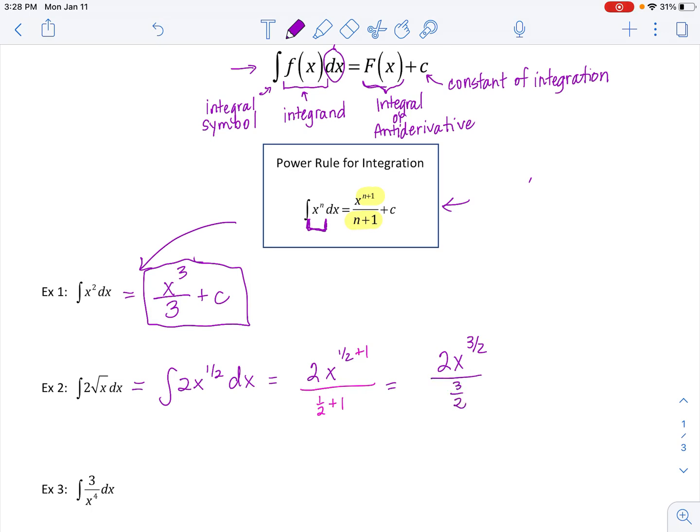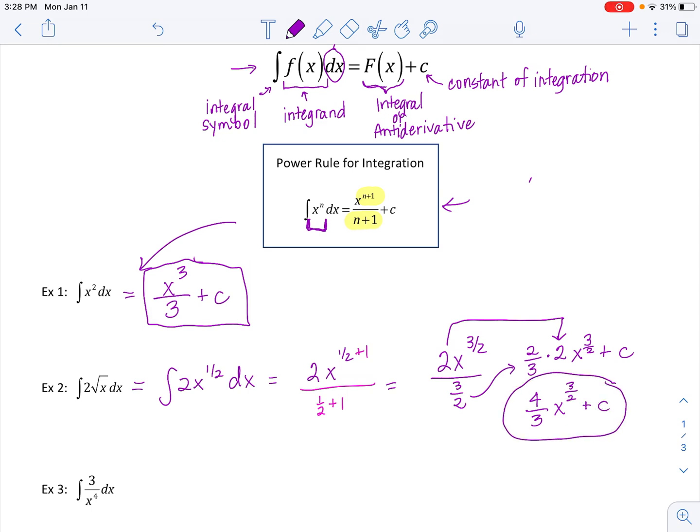So dividing by a fraction is the same as multiplying by its reciprocal, right? So dividing by 3/2 becomes multiplying by 2/3. And then we have times this 2 that was in the original problem, x to the 3/2, and then plus c. So I'm going to clean this up so it isn't so ugly. So that's 4/3 x to the 3/2 plus c.